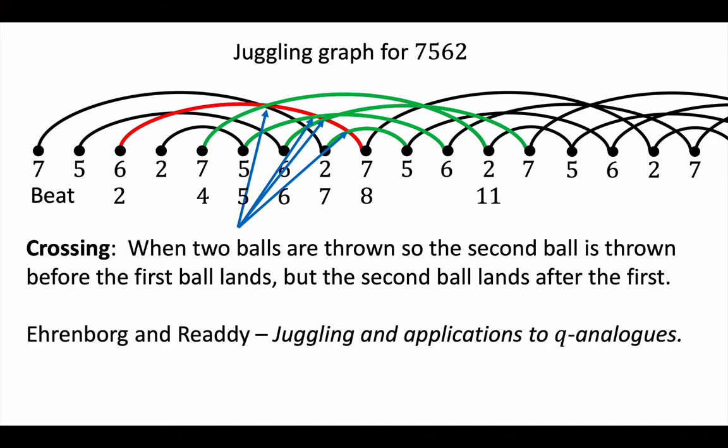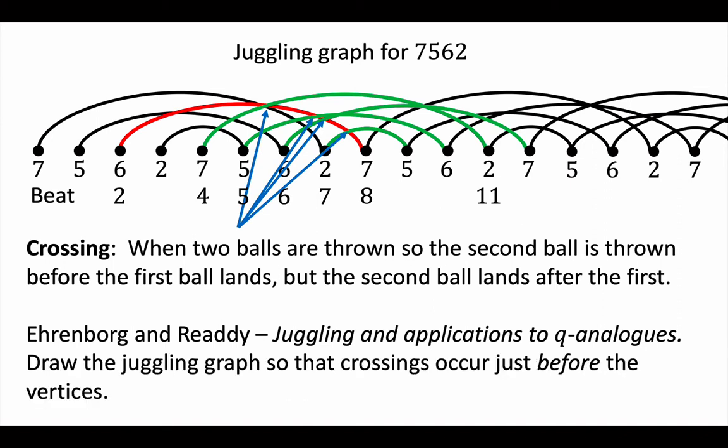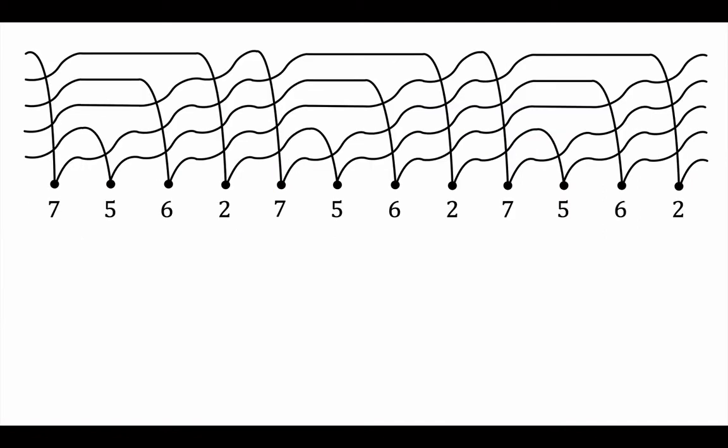Richard Ehrenborg and Margaret Readdy, in their paper Juggling and Applications to Q-Analogs, said that we should probably draw the graphs so that the crossings occur just before the vertices, just before the beats. What this is going to do is provide a uniformity. So I'm going to take the juggling graph 7562 and draw it in this fashion, but I'm going to extract it from well into the pattern so that all the balls are already in the air.